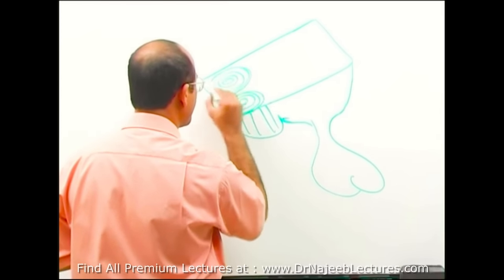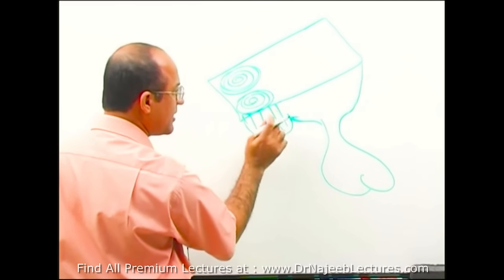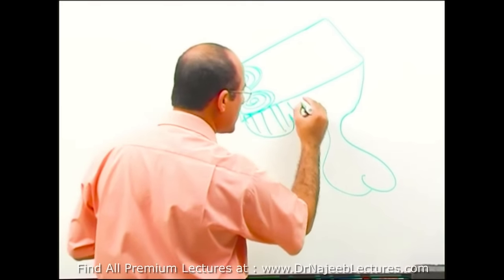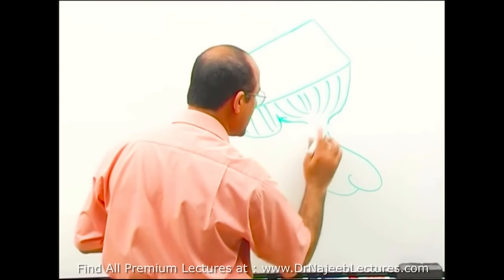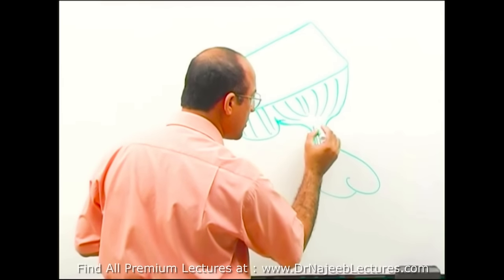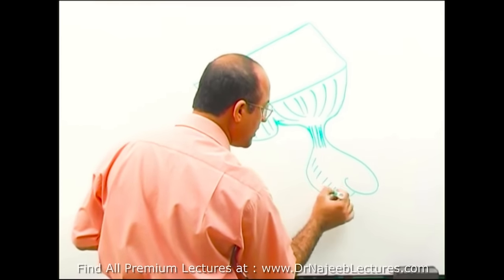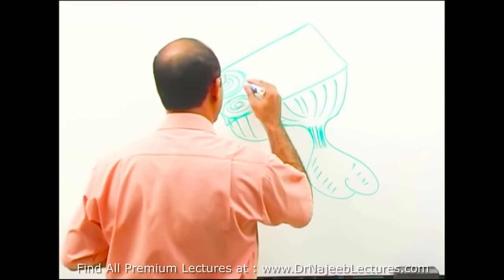What is it? Mammillary bodies. Of course, this is from the top and this is from the side. And what is this structure? Yes, tuber cinereum. Very good. And what is this structure? Infundibulum. And this is posterior pituitary. Here is anterior pituitary.